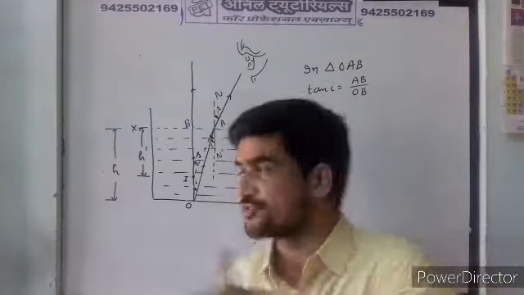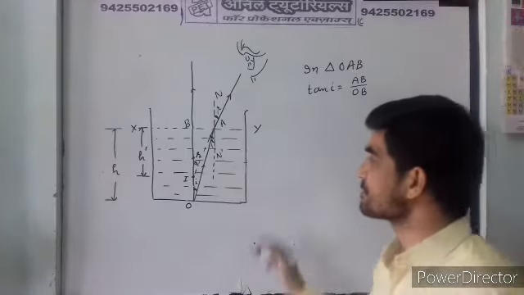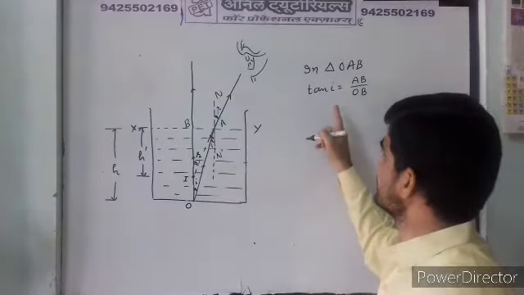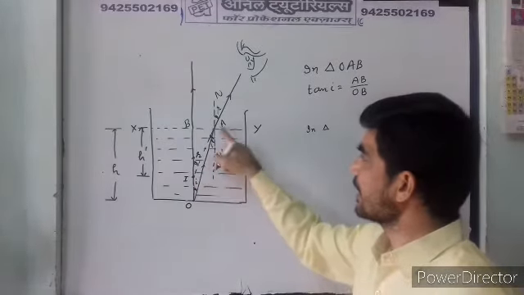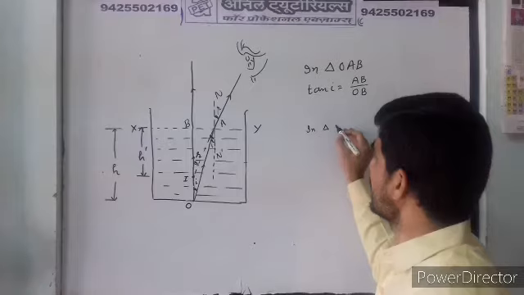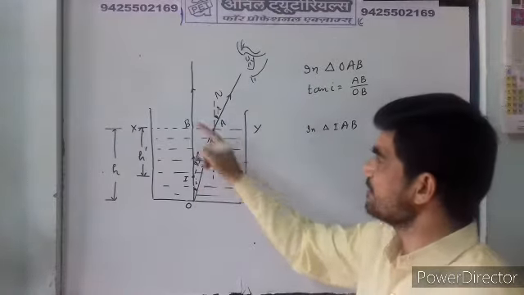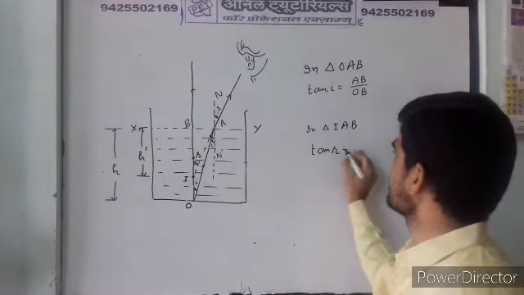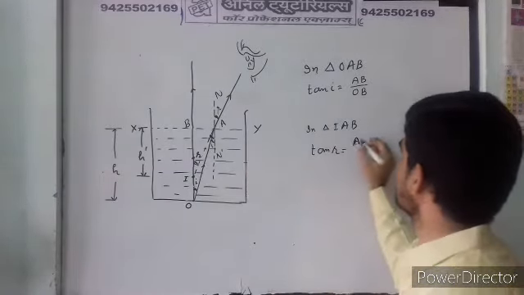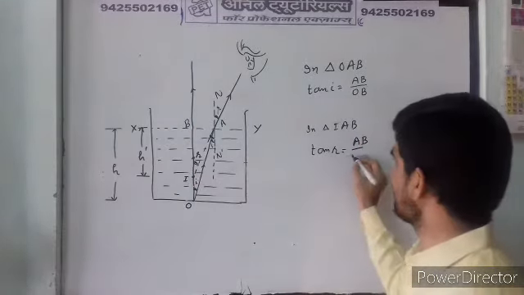Here OB is the actual depth of the object. Now, triangle IAB. So see IAB. Once again, we are applying tan of the angle R is equal to AB upon IB.